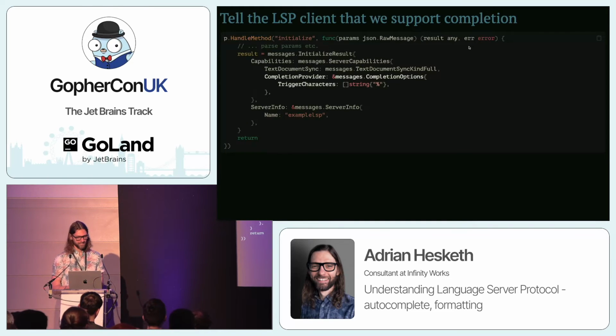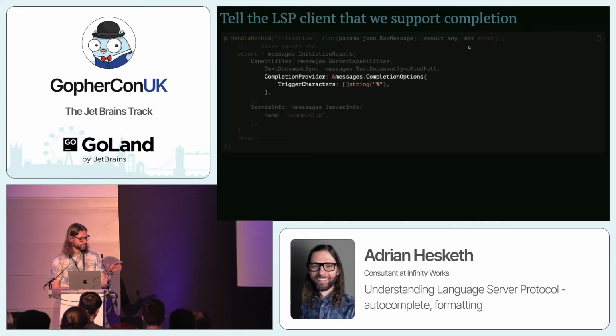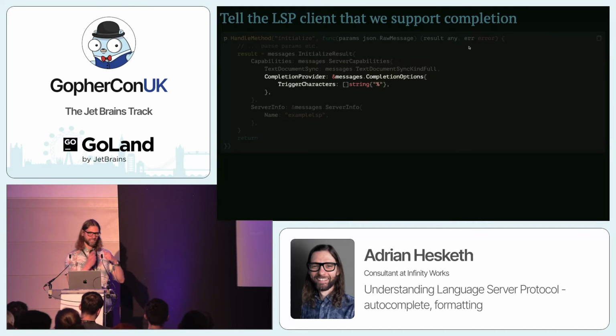In this case, we can set the trigger characters. So we can say that when you type a percent symbol in your text editor, that should trigger the text editor to send an autocomplete request to the server. And that's done at the initialization stage, when you're setting up the client and server capabilities.